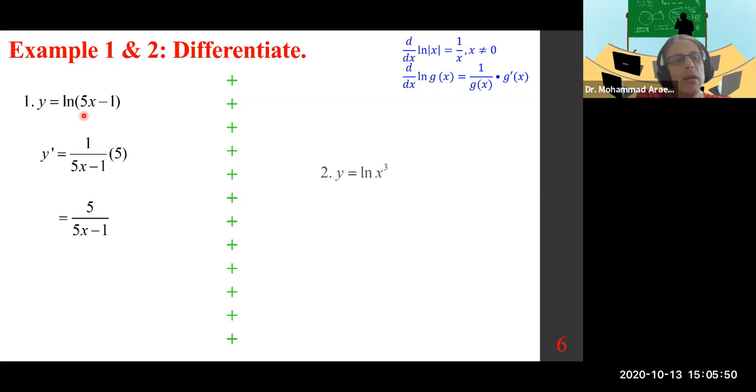Y equals ln x cubed. There are two ways to do that. I'm going to show you. Ultimately, the more complicated the question, the faster the second method. Sticking with the first method, it says flip it over. So 1 over x cubed. Then by the chain rule, we need the derivative of the argument. X cubed, the derivative is 3x squared. So 1 over x cubed times 3x squared. Rewrite it, and it becomes 3 over x.